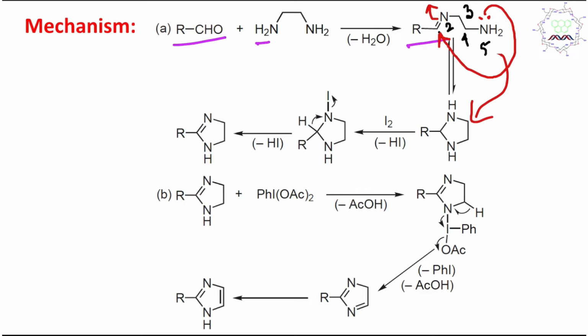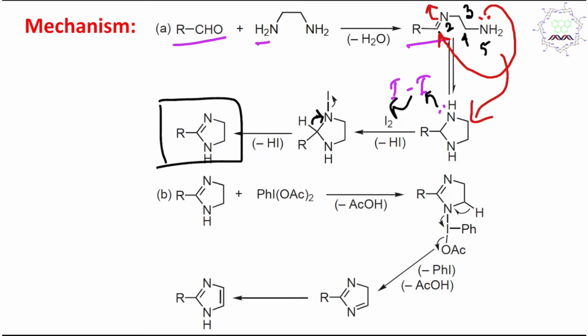Now in this step, this nitrogen lone pair is available, so it will react with iodine in the same fashion, and ultimately it will produce this N-I bond. From this N-I bond, this hydrogen could be abstracted and it goes. So it will produce this.